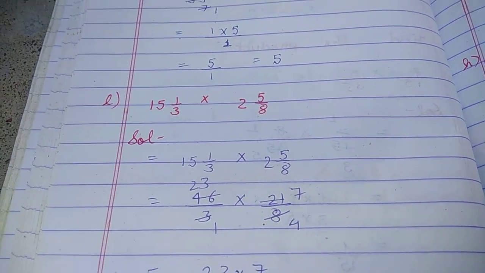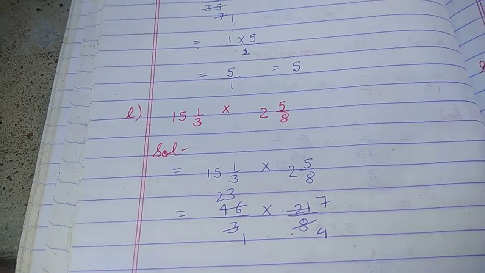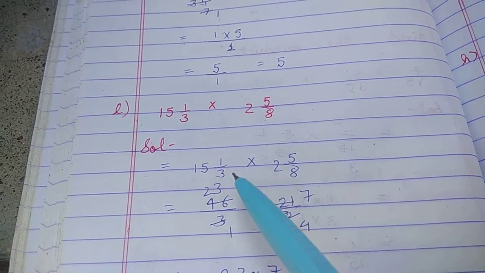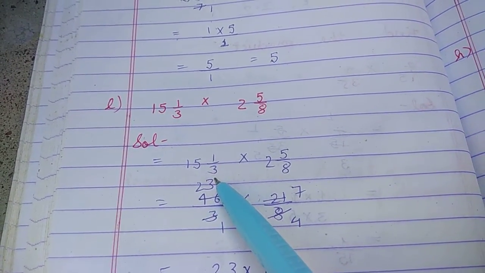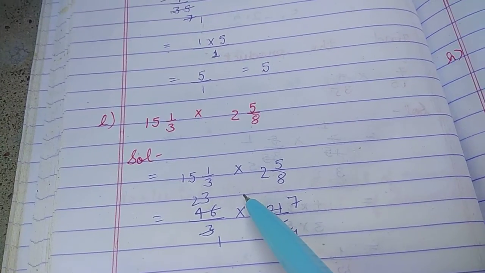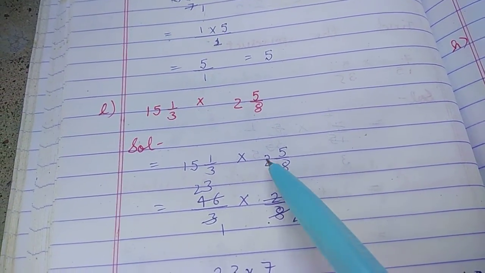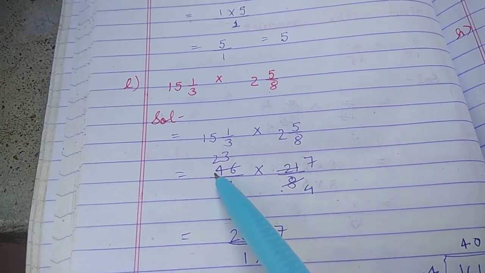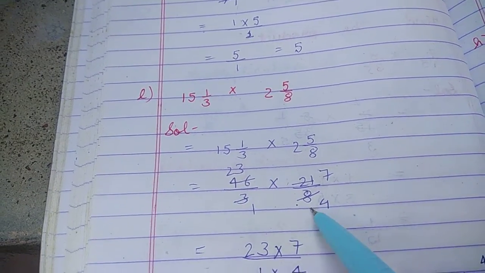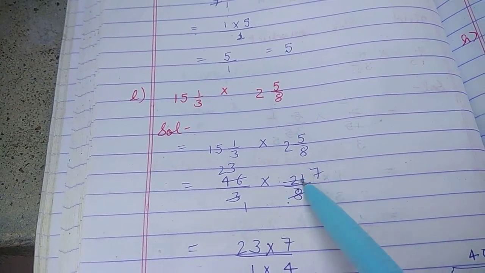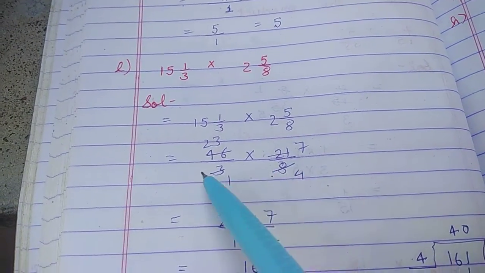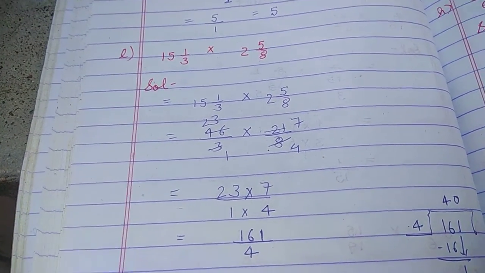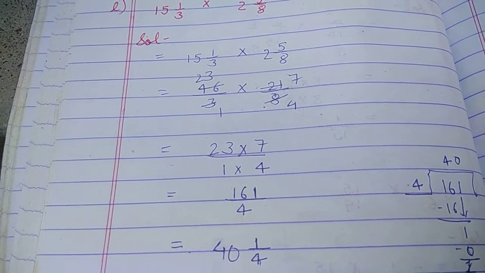Next question is 15 whole 1 upon 3 multiplied by 2 whole 5 upon 8. So write it down. Now changing it into improper fractions. 15 3s are 45 plus 1, 46 upon 3, multiplied by 8 2s are 16, 16 plus 5, 21 upon 8. Cancel it out. 2 2s are 4, 2 3s are 6, 2 4s are 8, 3 1s are 3, 3 7s are 21. So nothing else can be cancelled out now. So 23 into 7 upon 1 into 4. 23 into 7 is 161 upon 1 4s are 4.